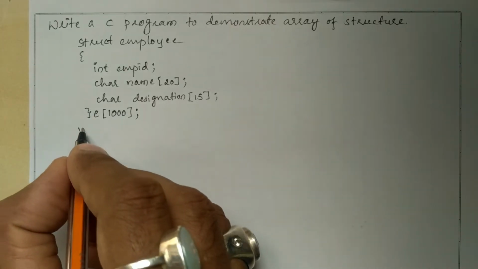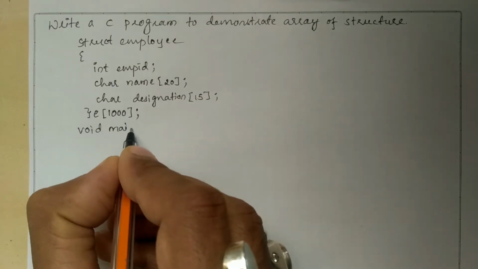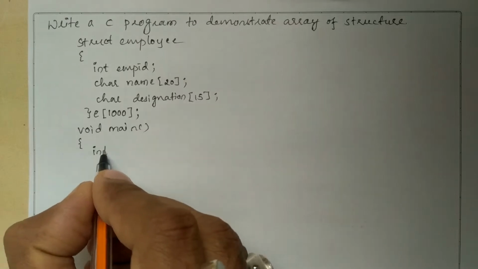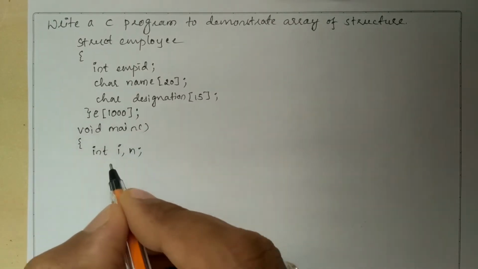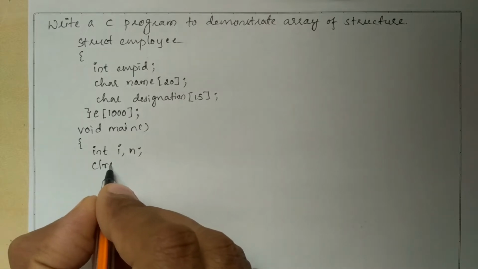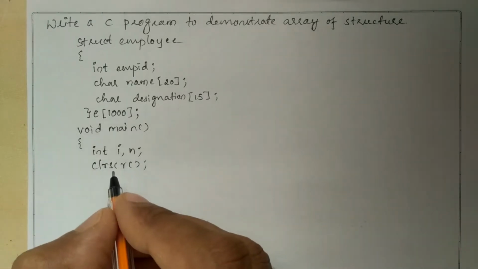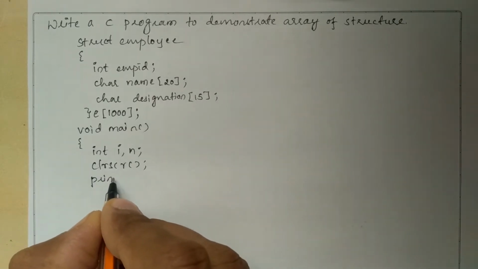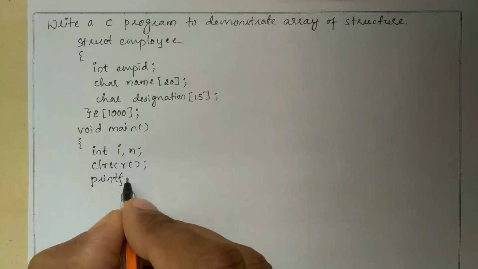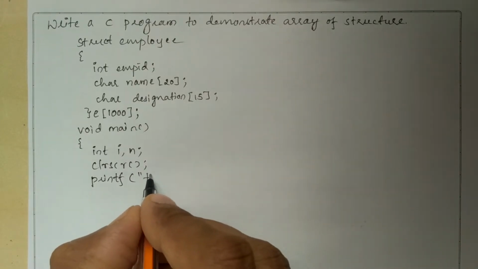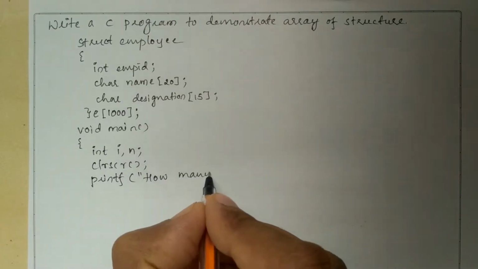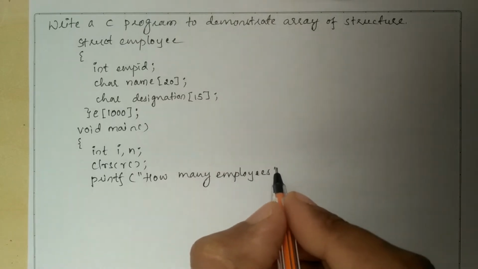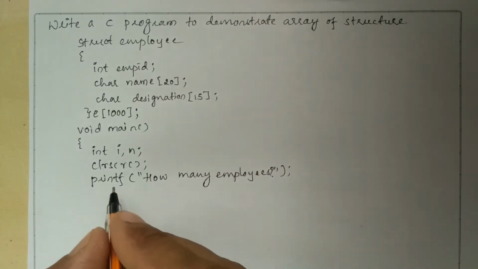Now we will write void main function, curly open brace, and here we are going to declare the variables of type integer. I'll take two variables i and n, then I'll write clrscr function which is used to clear the screen. Now we will ask the user how many employees using printf function. In a double quotation mark I'm going to write how many employees. So end the double quotation mark and then put semicolon.